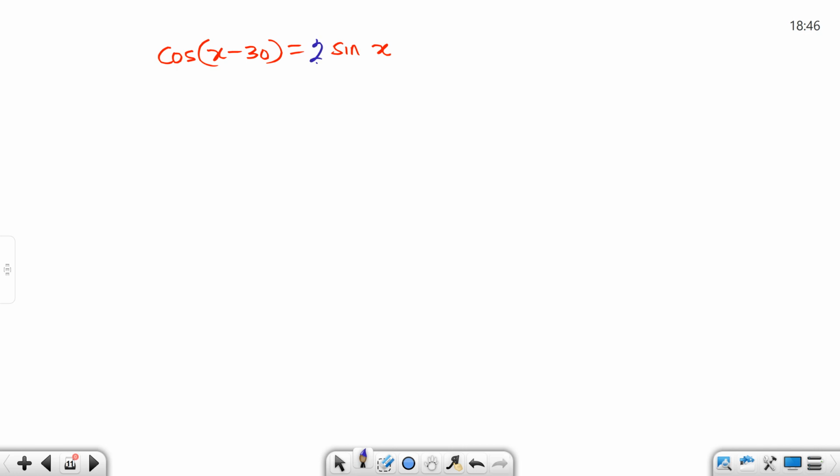Look at what I'm going to do here. I'm going to expand. That's the only logical thing to do, using my compound angles, the cos A minus B formula on the formula page. What would I have? Cos x cos 30 plus, you know that formula, right? Sine x sine 30 minus 2 sine x equals to what?